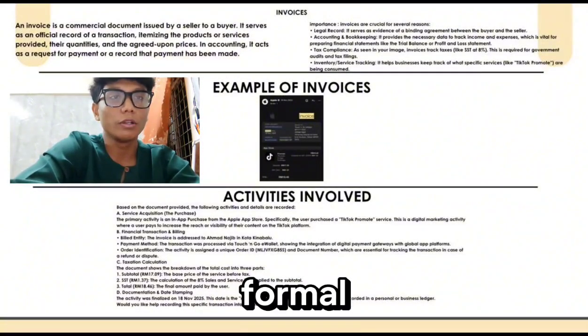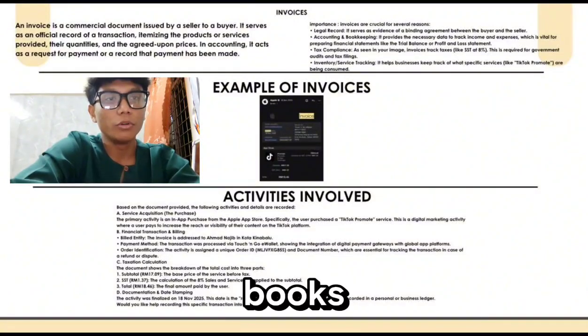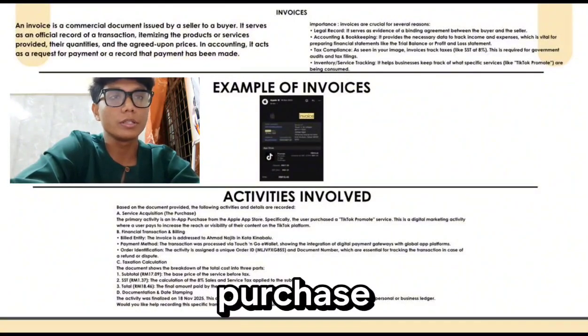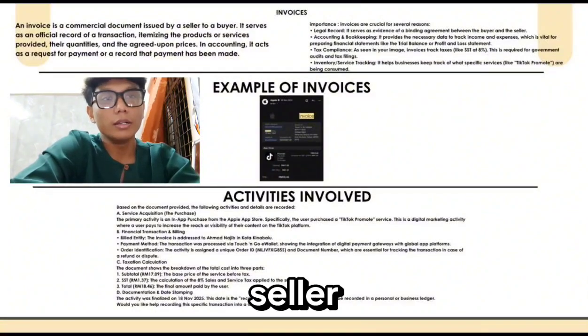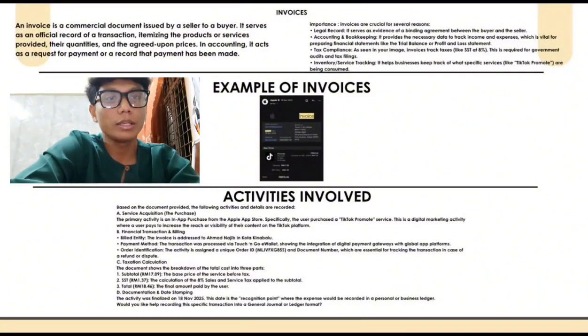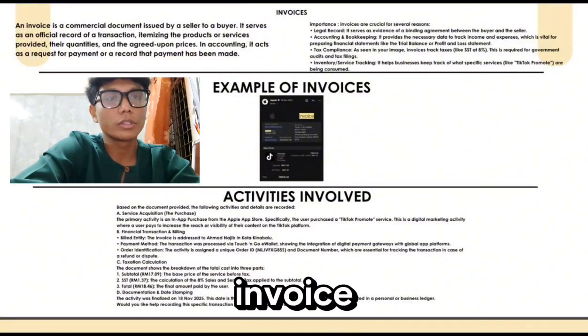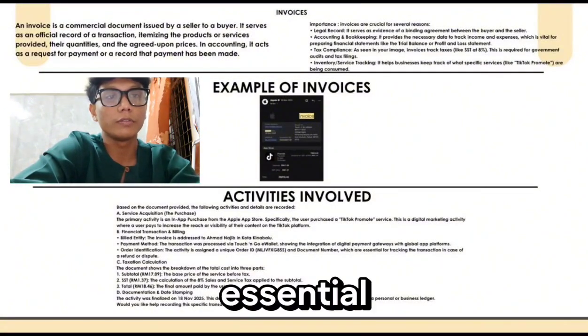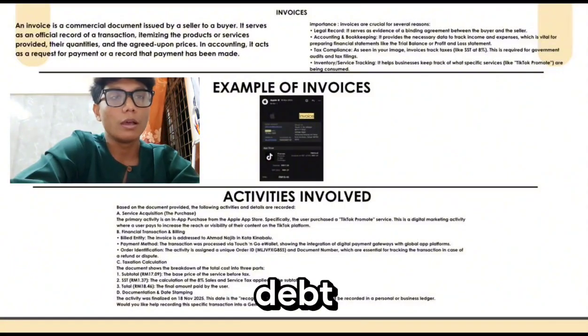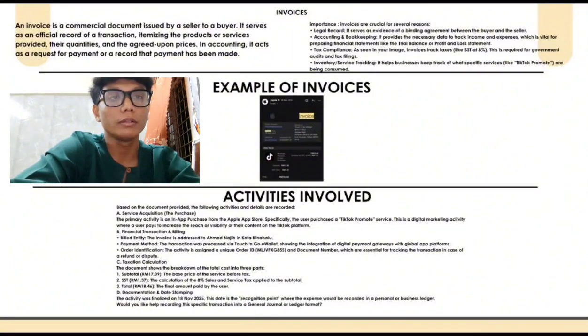It acts as a formal request for payment. In your books as a buyer, this is a purchase invoice and goes into your purchase journal. As a seller, it's a sales invoice. Key details to look for are the SST or tax breakdown and the unique invoice number, which is essential for tracking the debt until it is paid.